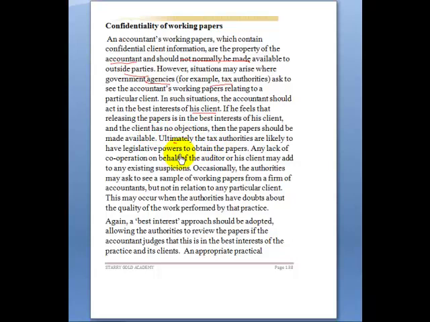Ultimately, the tax authorities are likely to have legislative power to obtain the papers. Any lack of cooperation on behalf of the auditor or his client may add to any existing suspicions.